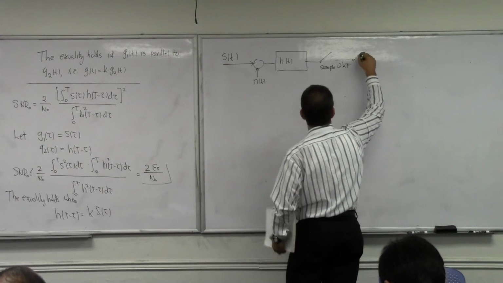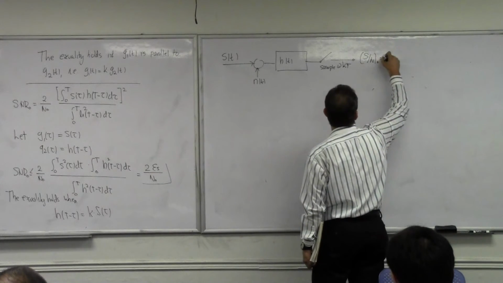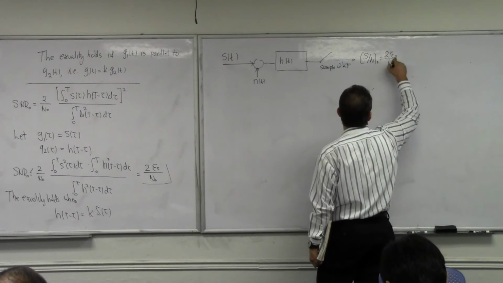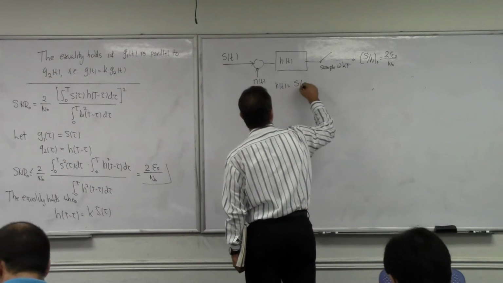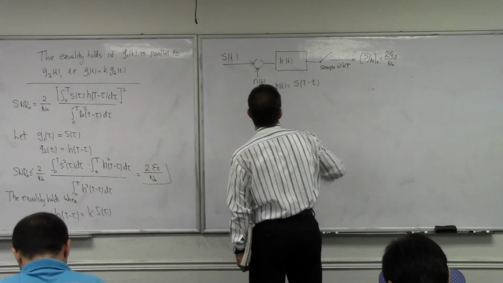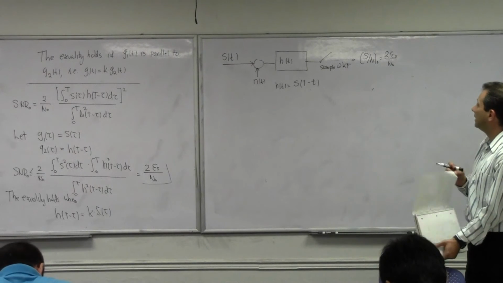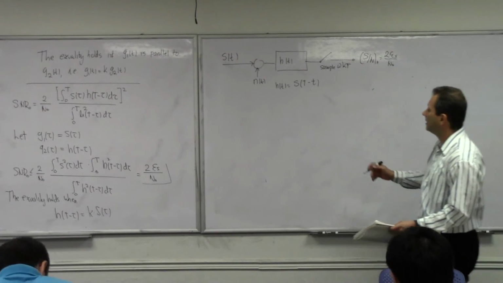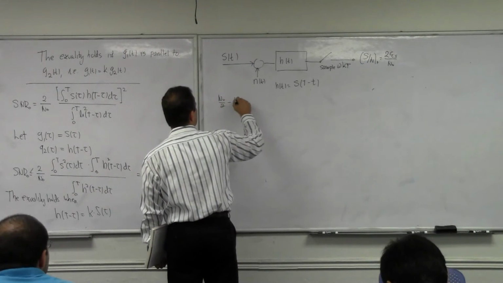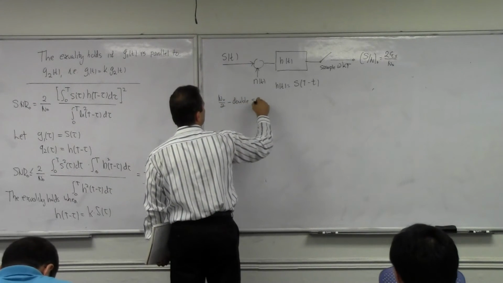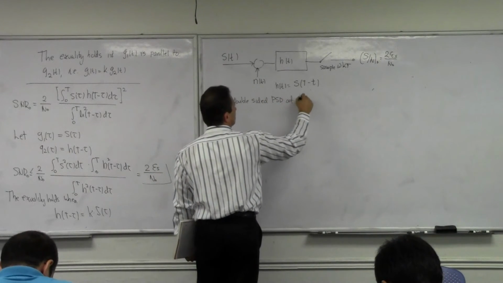What comes out here has a signal to noise ratio at the output, which is 2 epsilon s over N0. Now this h of t is given as s of T minus t, so it is matched to your input signal. And N0 over 2 is the double-sided power spectral density.